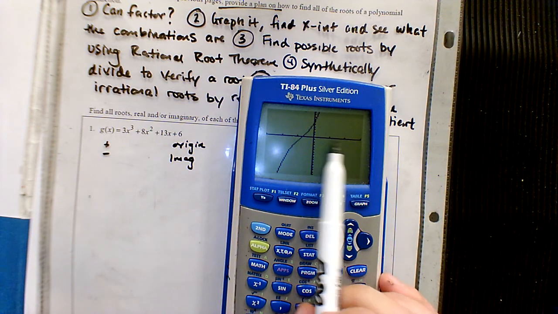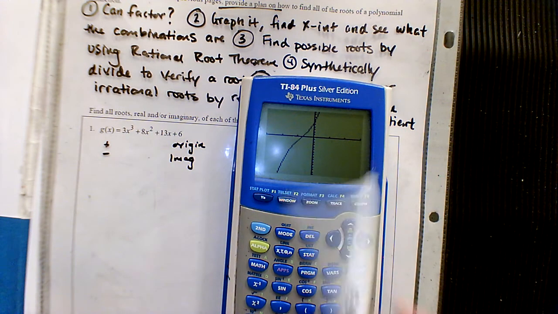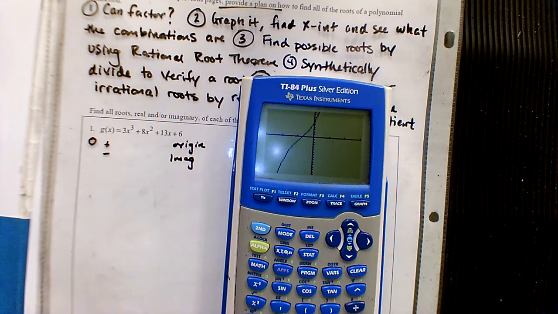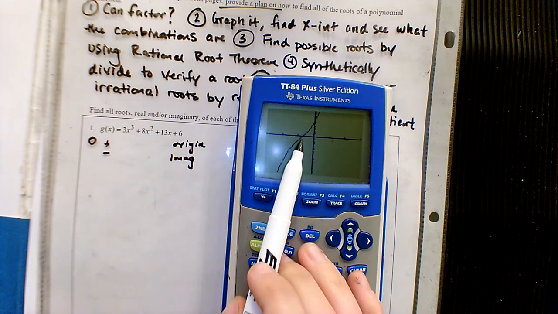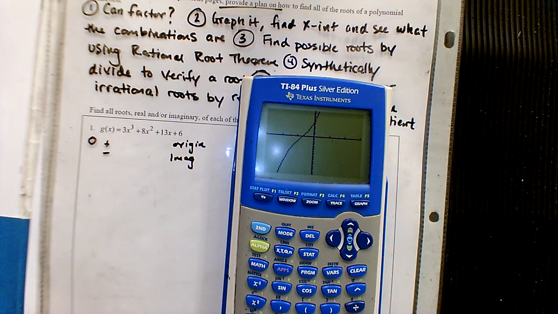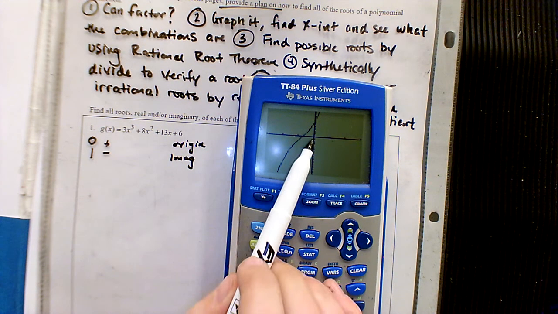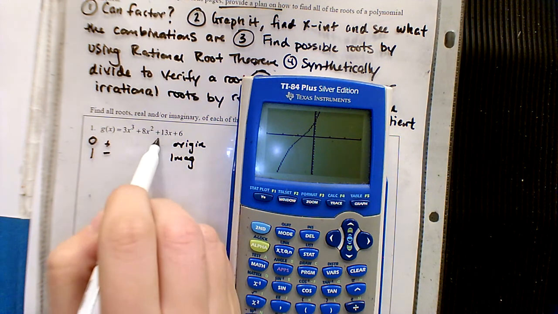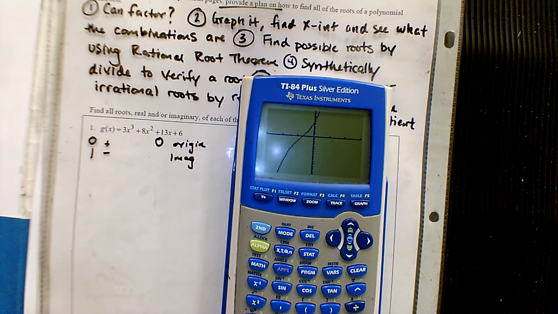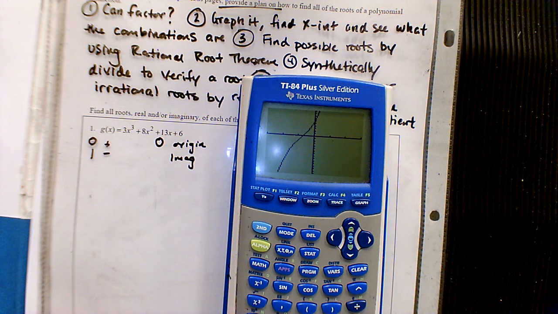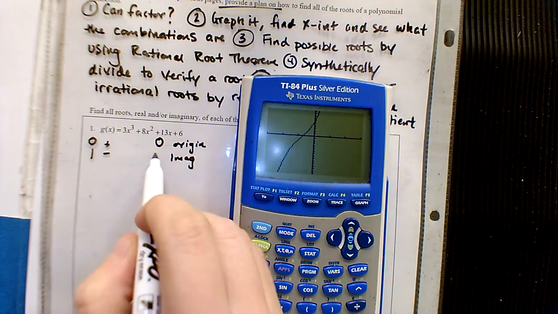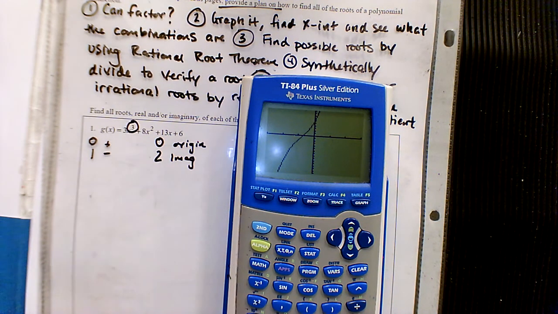Let's see, I don't see any x-intercepts on the right-hand side, so I'll put 0 for positive. I see 1 x-intercept because it goes straight through, multiplicity of 1 on the negative side. I do not go through the origin at all or touch the origin, so I'll put 0 there. What about imaginary? 2? Okay. Our function is cubic, so we should have a total of 3. So 1 and 2 look good.